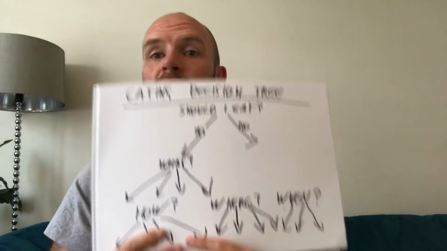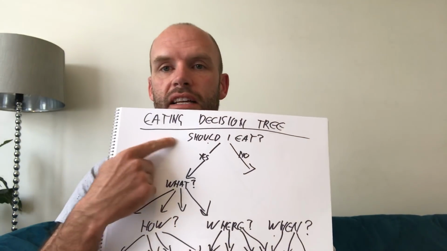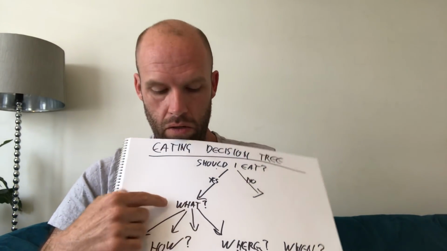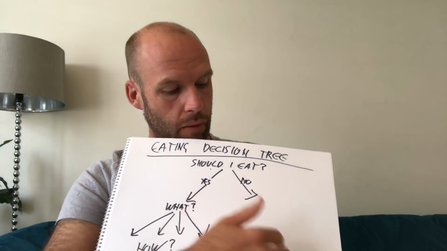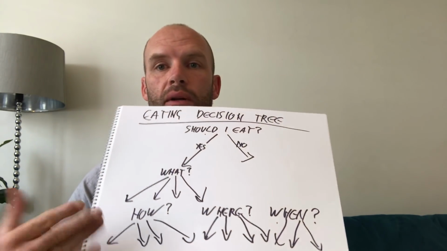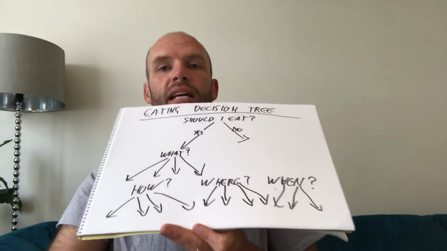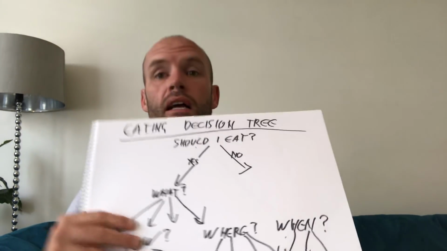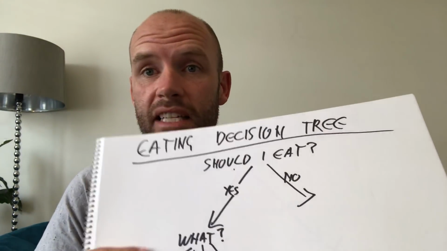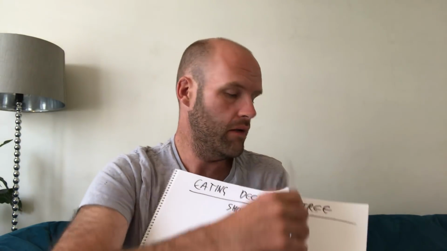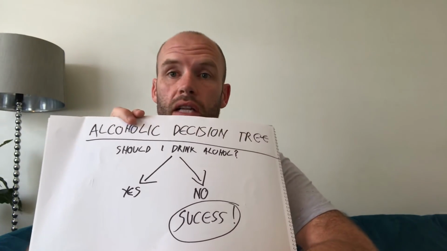Now here's a typical eating decision tree. And it's much bigger than this, but here we go. So you've got, should I eat? And then yes, no. Okay, if it's yes, what will I eat? How will I eat? How much will I eat? Where? When? And then we could go on and on. How will I cook it? Where will I get the food from? What restaurant? Who am I going to eat with? This page could go on and on and on. There's a lot of decisions to make in a typical way of eating. Now, let's move on. I wanted to get closer to this alcoholic decision tree sort of level, all right?